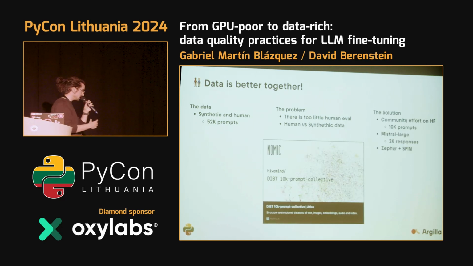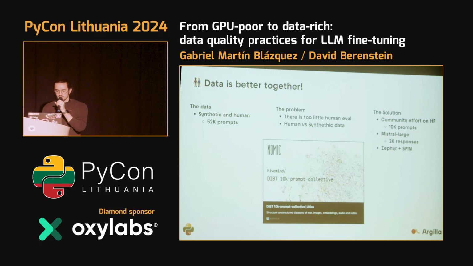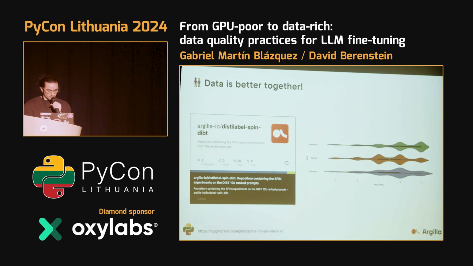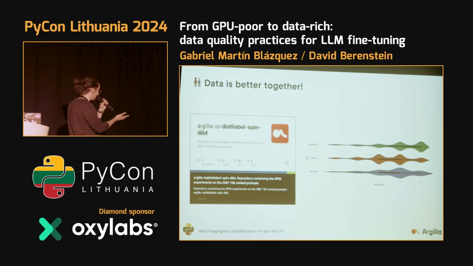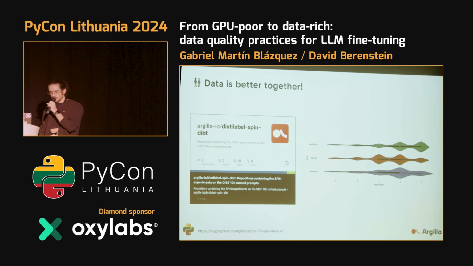And what we achieved is that in the first 2 weeks, we managed to annotate 10,000 prompts with the help of 320 collaborators. Then for a small subset of these prompts that were highly rated, we generated responses with Mistral Large, and we managed to train another model using SPIN, which is another fine-tuning technique, and we were the first ones to replicate the results from this paper.